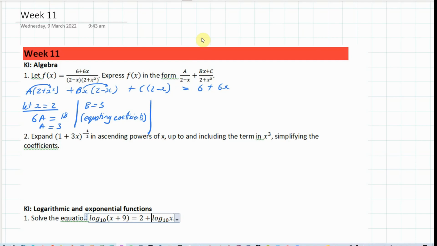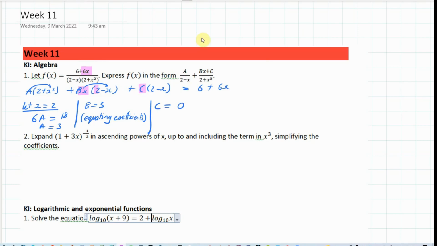Now, for C, we can also equate the coefficients. We can consider perhaps how we get x terms. So bx times 2, so that's 2 times 3, 6x. We need 6x altogether up here, which means that c must be 0 because we've already got 6x from the b. So c equals 0, right?